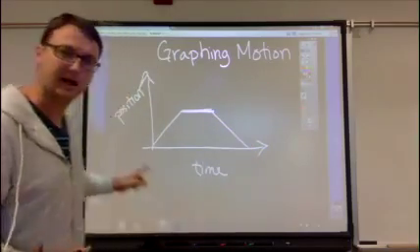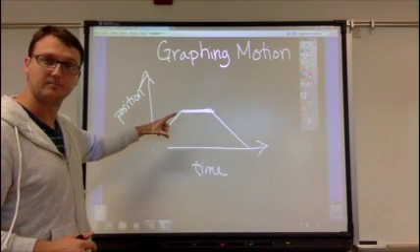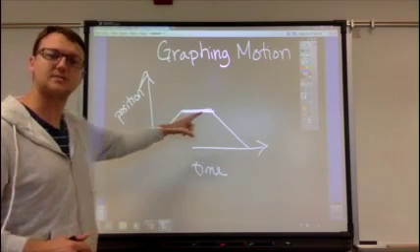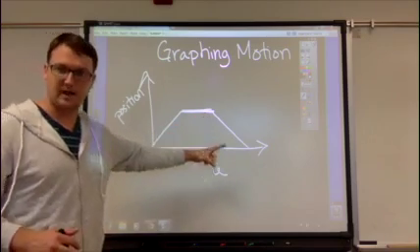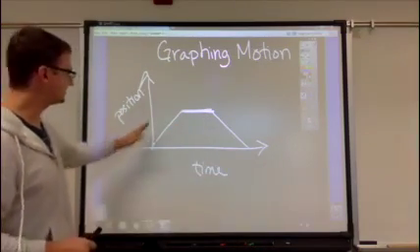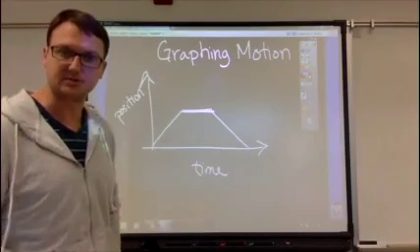So in this case, we have someone that walks away from home, stops, waits a while, and then walks back home. Okay, so this is what we call a position versus time graph.